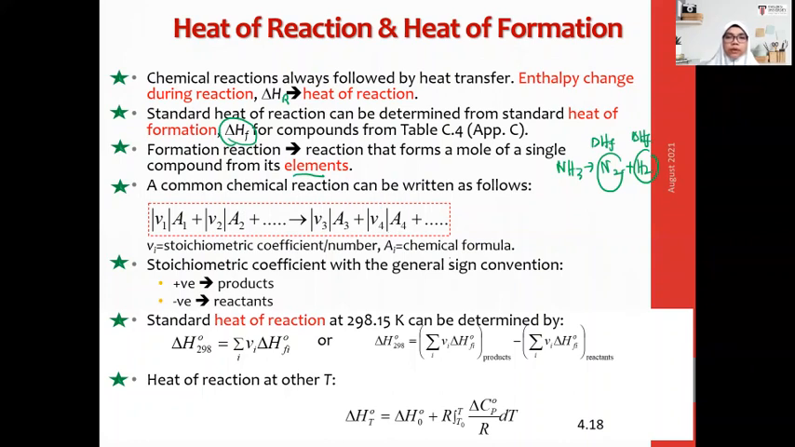A common chemical reaction can be written as follows by considering the stoichiometric coefficients, with the general sign convention. For the products we have positive stoichiometric coefficients, and for the reactants we have negative values. The standard heat of reaction, usually at 25 degrees Celsius, can be determined using the heat of formation based on the products and reactants. Finally, we can get the heat of reaction at a given temperature or other temperature using this expression.